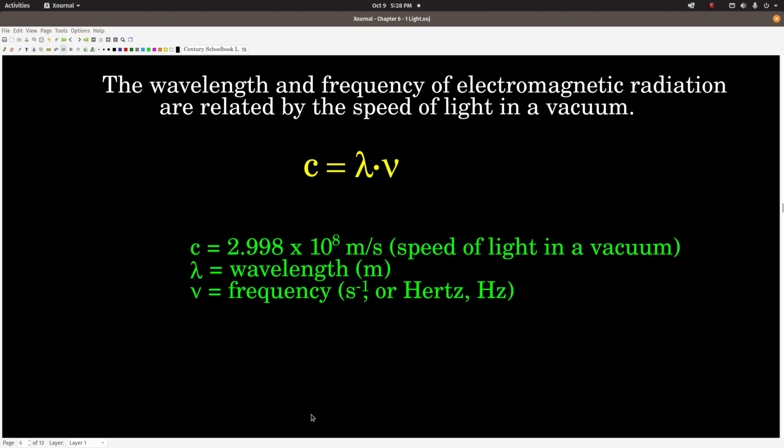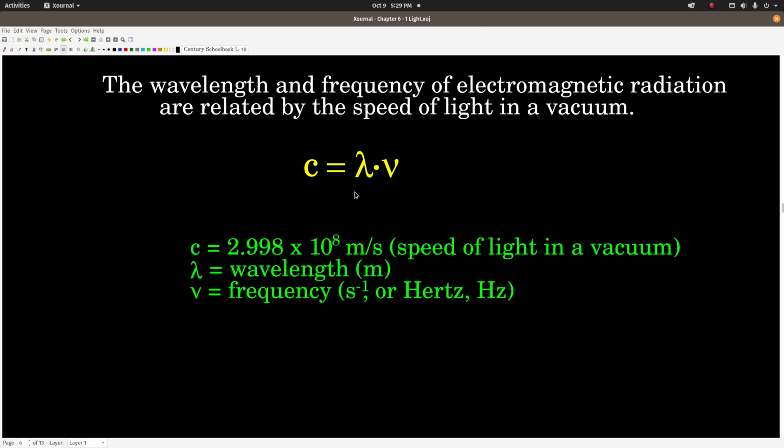So the relationship between wavelength and frequency for light is this. In this equation right here, this is the relationship between wavelength and frequency for electromagnetic radiation. C is the speed of light in a vacuum. It's a constant. You should know that number. It's 2.998 times 10 to the 8th meters per second. We use lambda, the Greek letter lambda, to stand for wavelength, and the units will be meters. And nu, this Greek letter nu, stands for frequency. The units of frequency are 1 over seconds, seconds to the minus 1, which is what we call hertz. The symbol is capital H, lowercase z.